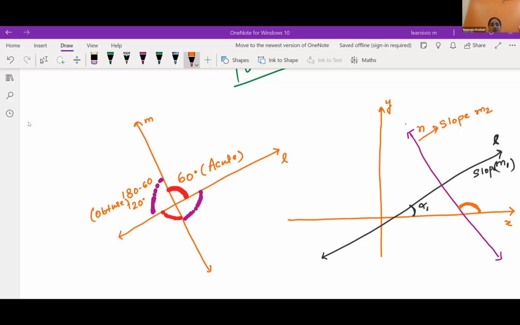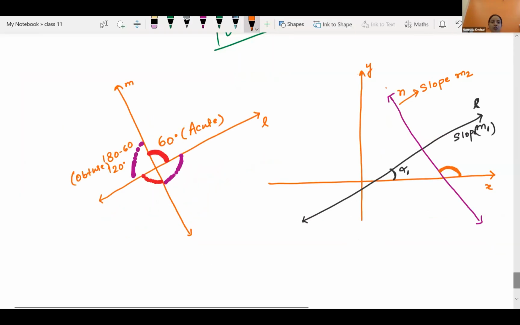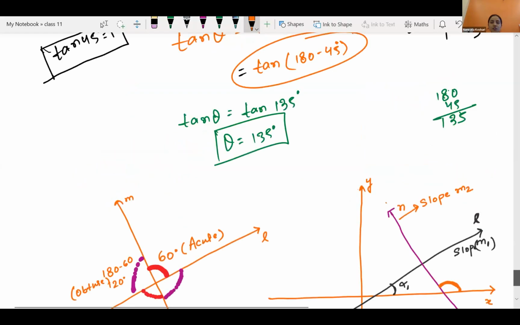So slope we were discussing in the last class. Slope means how much the line is inclined with the positive direction of x-axis. That's called slope. For now, since all the discussion is based on slope and today's class completely, again and again I'll be just talking about the slope. So you need to understand what is slope.